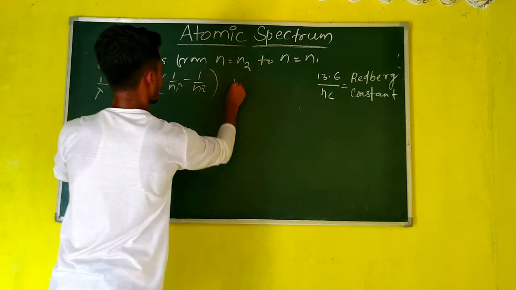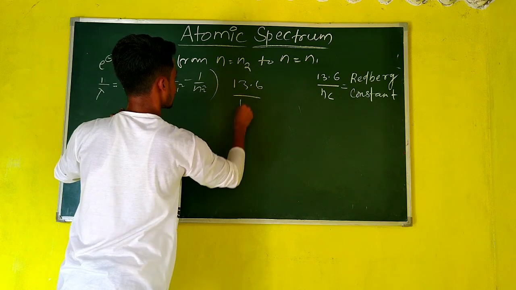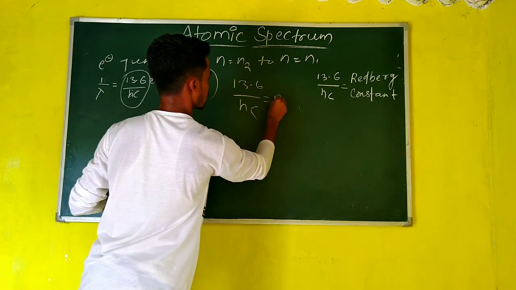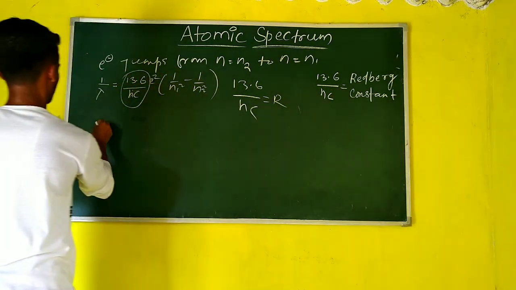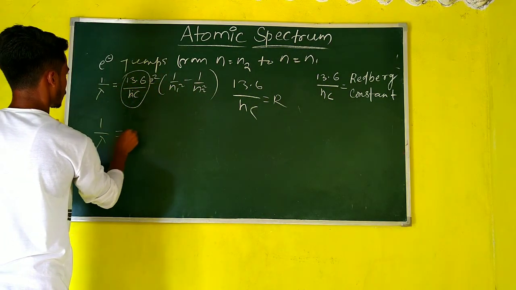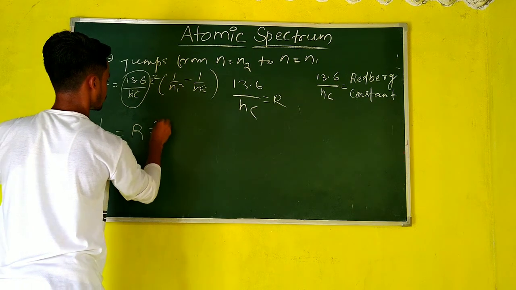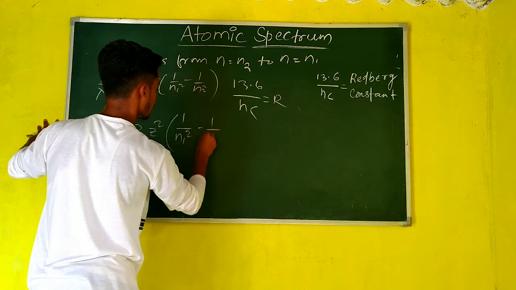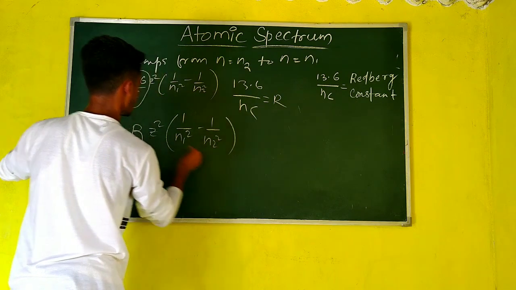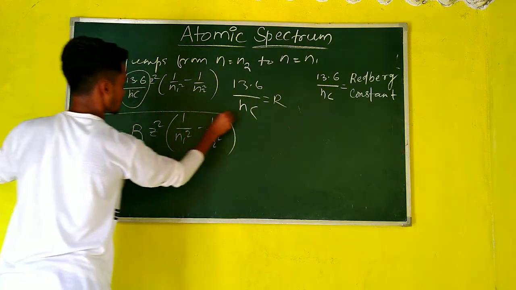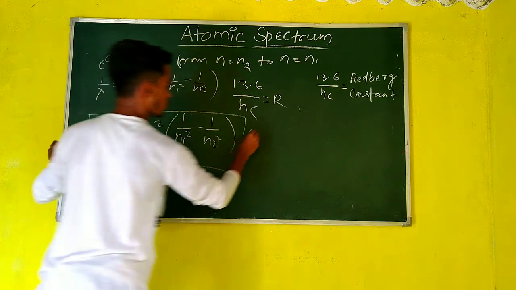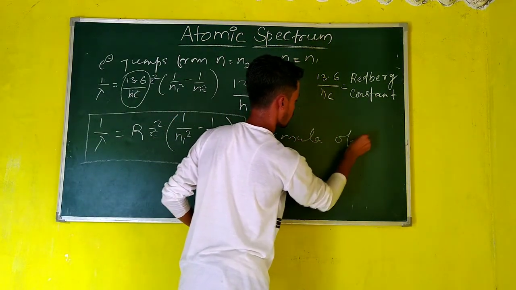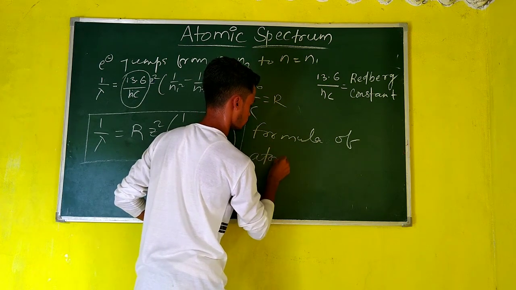Remember, 13.6 by hc, this term equal to R, the Rydberg constant. Then 1 by lambda equal to R z square into 1 by n1 square minus 1 by n2 square. This is our atomic spectrum formula, the formula of atomic spectrum.